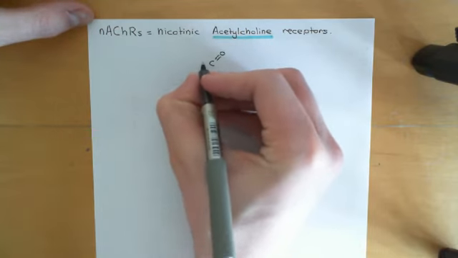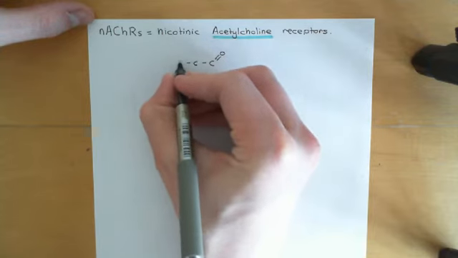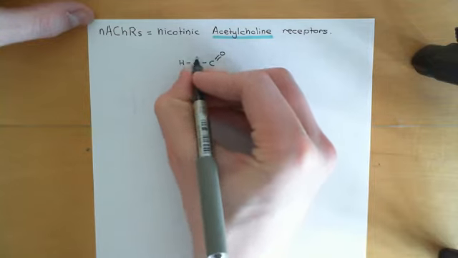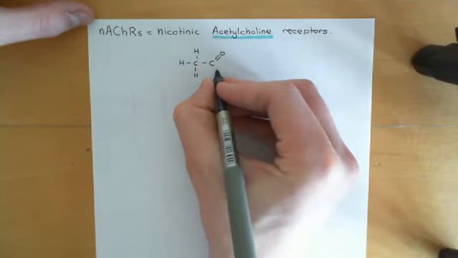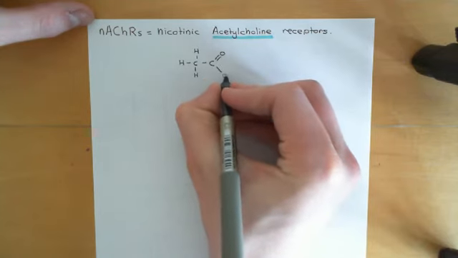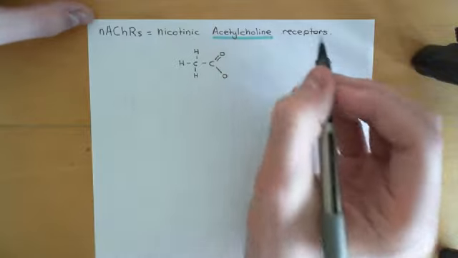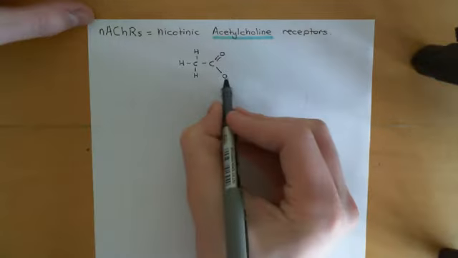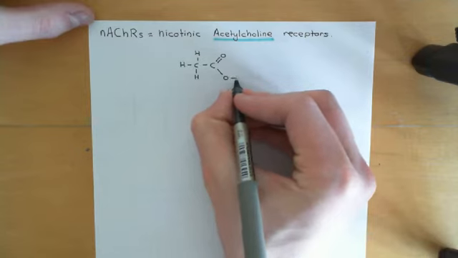Acetyl refers to the acetic acid group, so acetic acid is just a 2-carbon carboxylic acid molecule, like so. Here is the methyl group and here is the carboxylic acid group. Now this is going to be esterified onto the alcohol group of a choline molecule. So what is choline? Well, choline is a molecule where you have an alcohol group at one end, which we've esterified onto the carboxylic acid group of an acetic acid molecule.